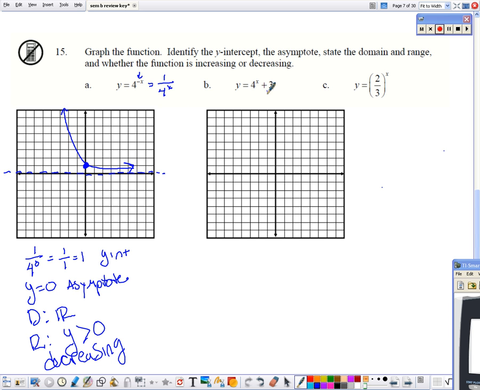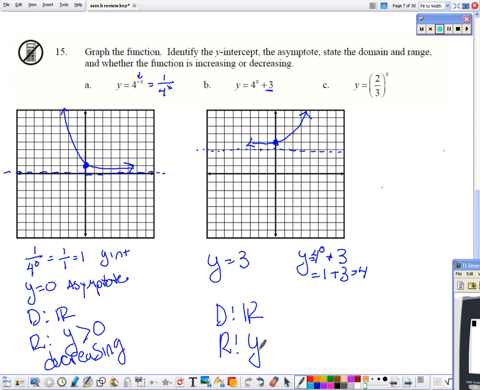Now for B, my asymptote's moved up to 3. So that's at y equals 3. For my y-intercept, plug in 0. Well, 4 to the 0 is 1. We get 4. And it's a growth function because this is more than 1. So my domain is all reals, and my range is y is greater than 3, and it is always increasing.